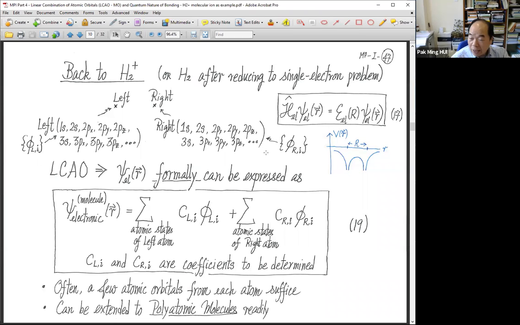Now, formally, we should form a LCAO using all the atomic states on the left. So I will label 1s, 2s, 2px, 2py, 2pz, etc. And then also using all from the right atom. If you do that, it's still exact. They form a complete set to expand this molecular state. But of course, it is too complicated. The matrix will be too big.